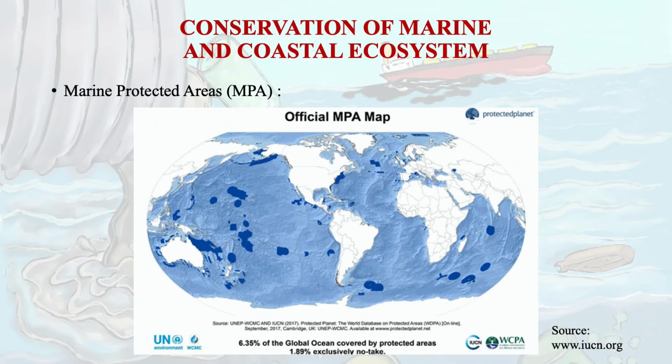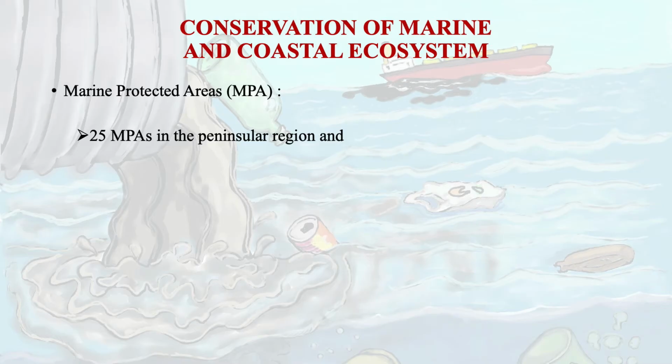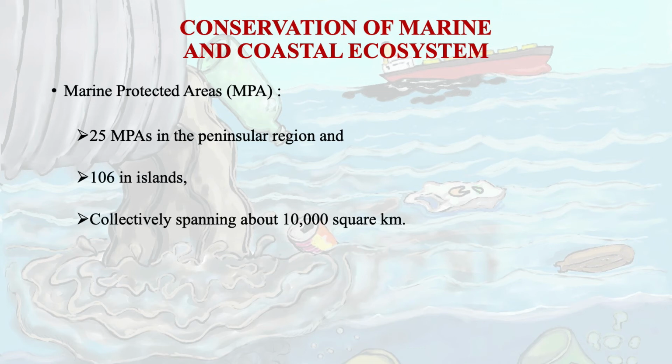In terms of conservation of marine and coastal ecosystems, we have marine protected areas. We use these as units for protection of marine and coastal natural resources and biodiversity conservation, as well as the well-being of people who depend on them for their livelihood. As of now, we have 25 marine protected areas in the peninsular region and 106 in the islands, collectively spanning about 10,000 square kilometers.